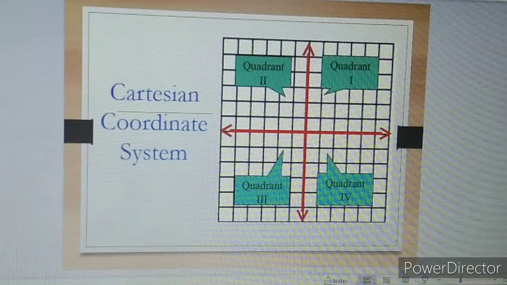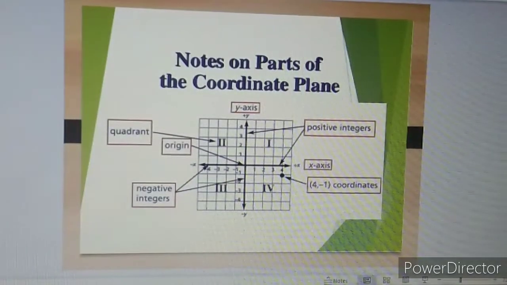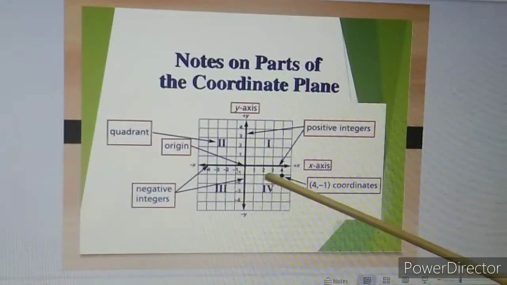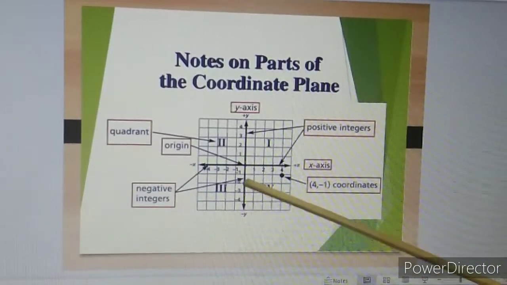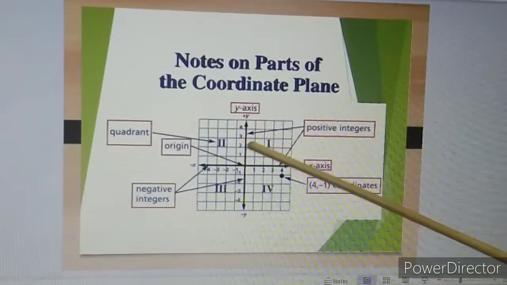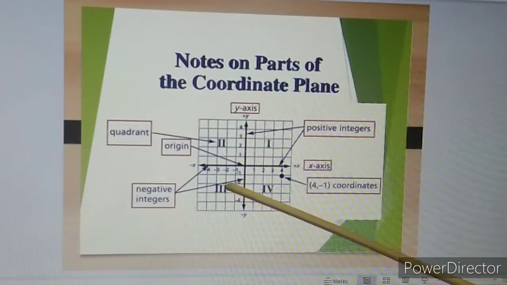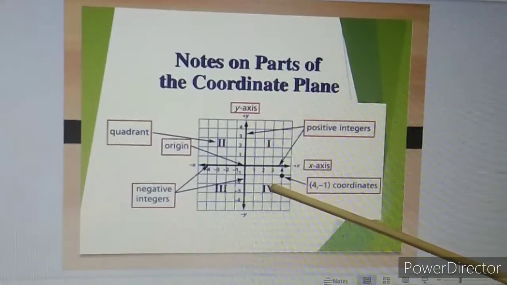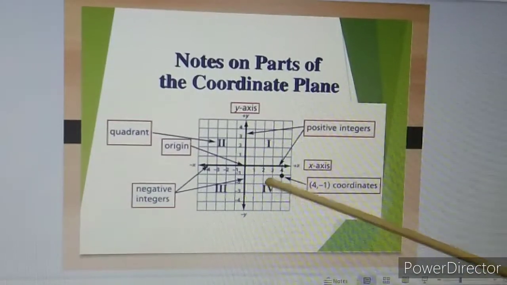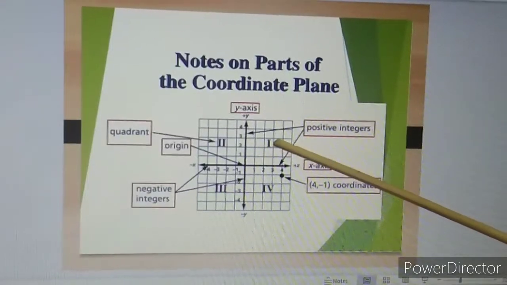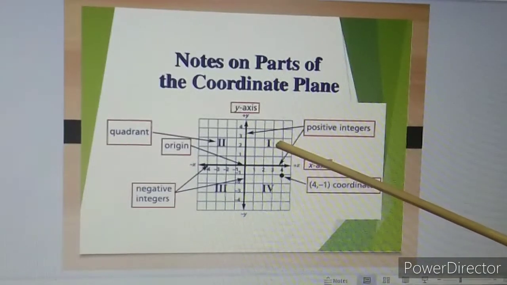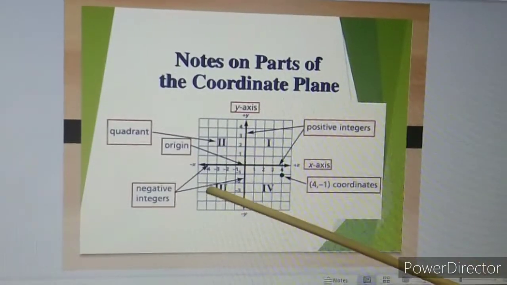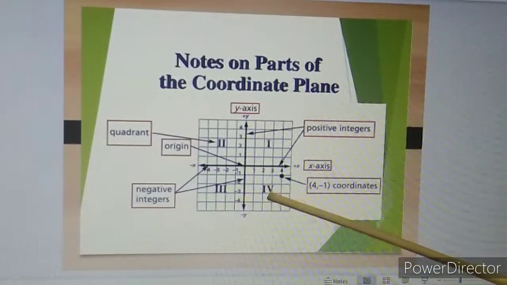These are the parts of the Cartesian coordinate system. As you can see, the horizontal line is called the x-axis. The vertical number line is called the y-axis, and the four regions that were made are called quadrants. Quadrants are named in a counterclockwise direction, starting from quadrant 1, quadrant 2, quadrant 3, and quadrant 4.